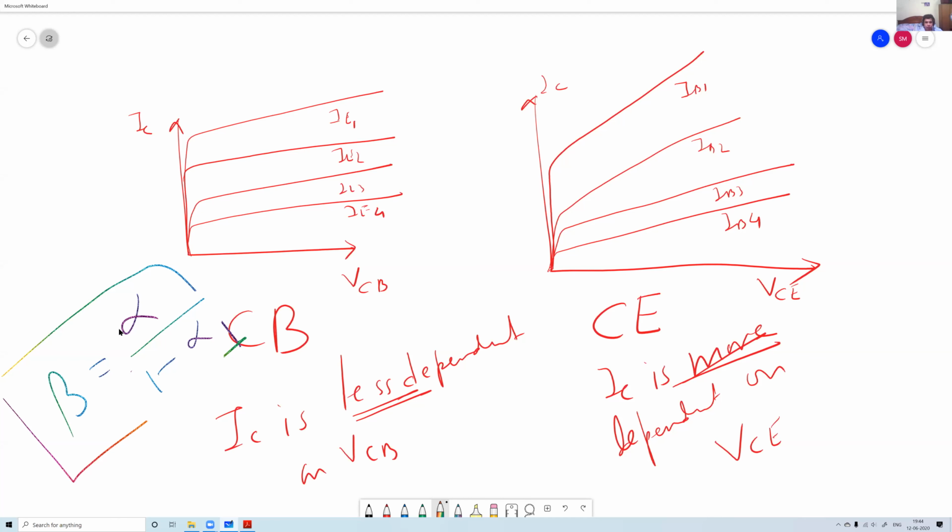Here this curve is all about alpha. Here this curve is all about beta. Because here it is IC by IE, here it is IC and IB. Okay. So 1 minute is remaining. So you think, wait till I give you the answer. I will not give you the answer. You will have to find it yourself.